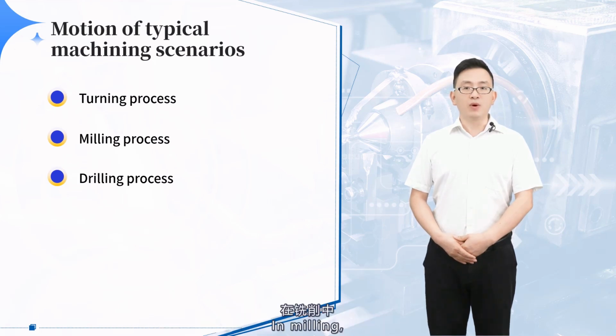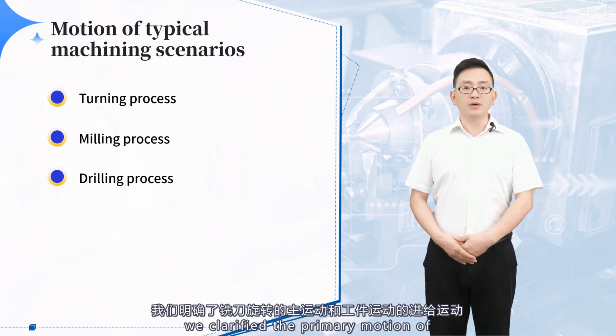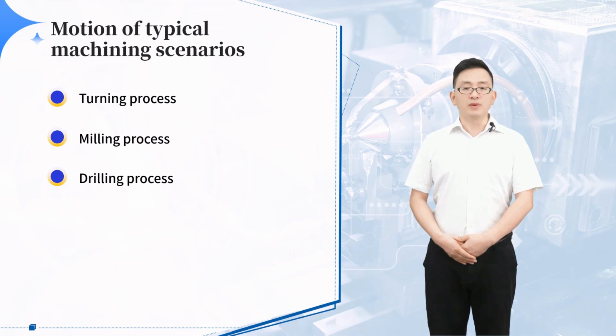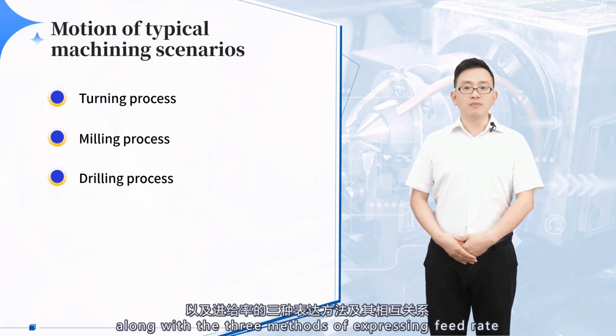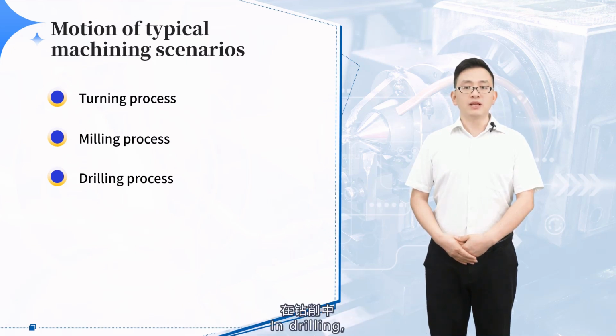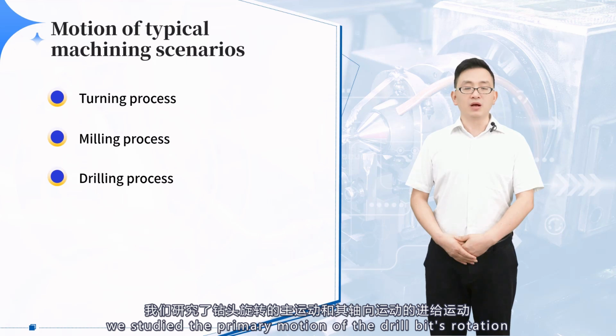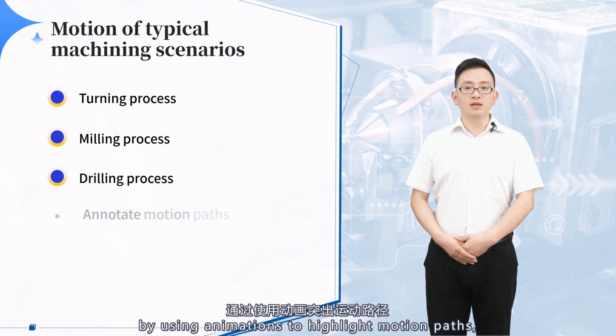In milling, we clarified the primary motion of the milling cutter's rotation and the feed motion of the workpiece movement, along with the three methods of expressing feed rate and their interrelationships. In drilling, we studied the primary motion of the drill bit's rotation and the feed motion of its axial movement.